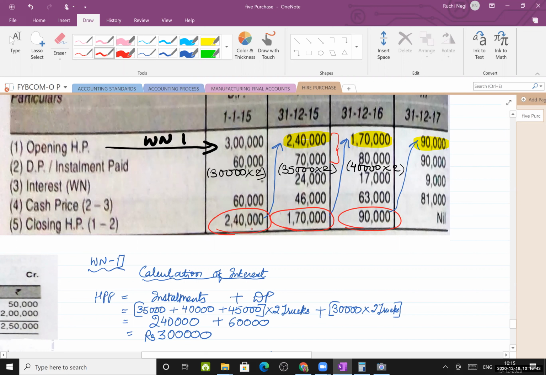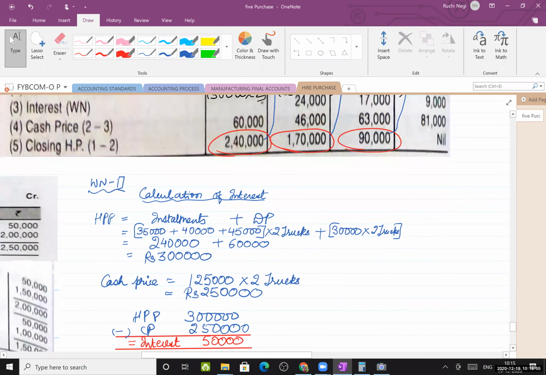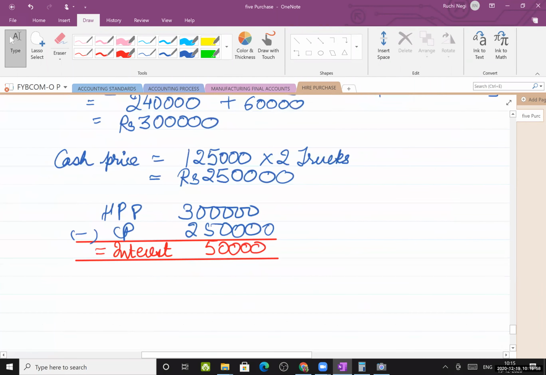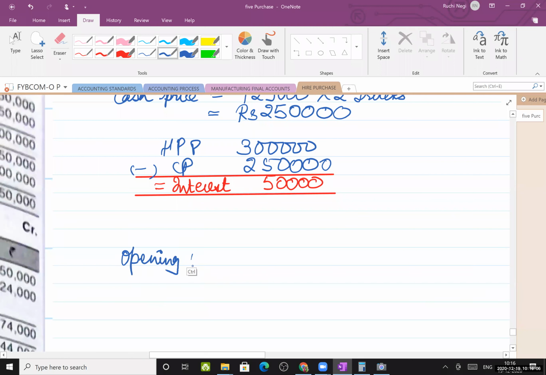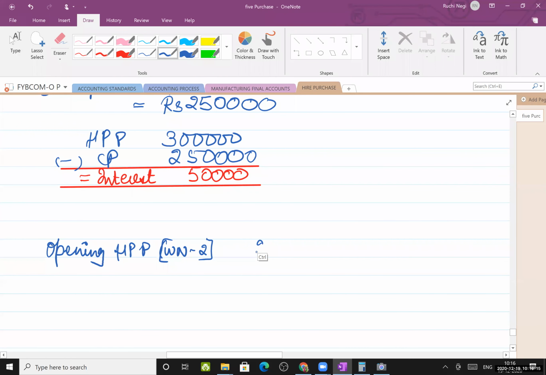ठीक है. Now once you know that your opening HPP, higher purchase price, is 2,40,000, 1,70,000 and 90,000. Okay, now see what I am doing. Opening higher purchase price, working note number 2. Okay, कितना आया मेरा आंसर? 2,70,000, 1,70,000 and 90.